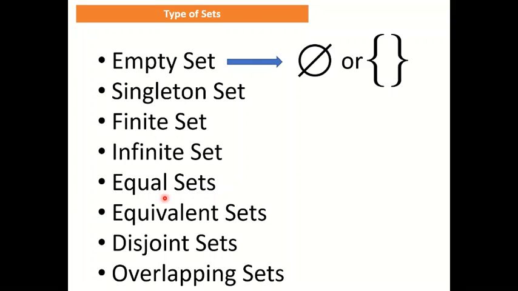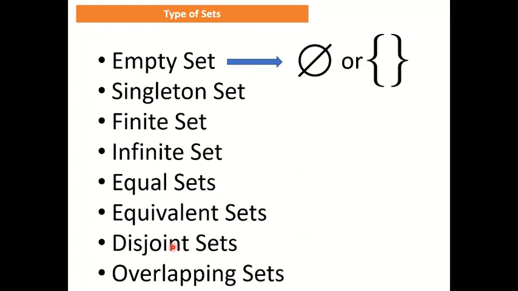Okay, next is equivalent set. Equivalent sets means two sets are said to be equivalent if their number of elements is equal; there is no compulsion that the elements should be equal. Okay, the number should be equal. So an example is set A = {a, b, c, d} and set B = {1, 2, 3, 4}. Okay, both A and B have four elements. That is called equivalent sets.